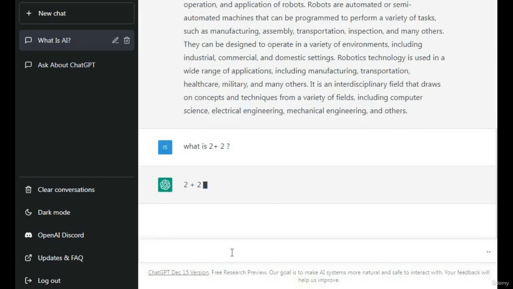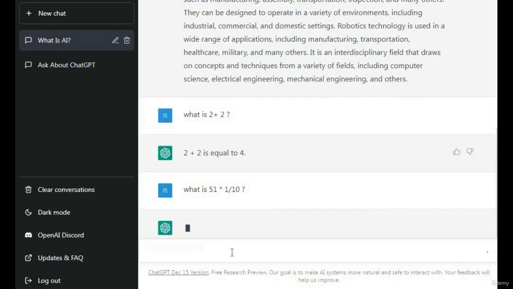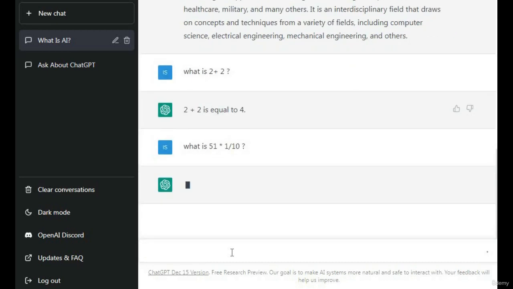I am asking one question in math. Let's see: what is 2 plus 2? 2 plus 2 equals 4. Now I ask another question for math. Let's see it give the answer.